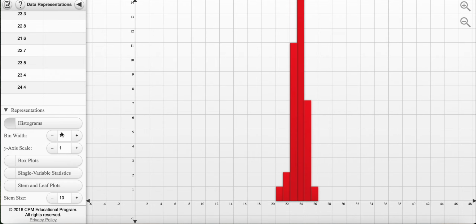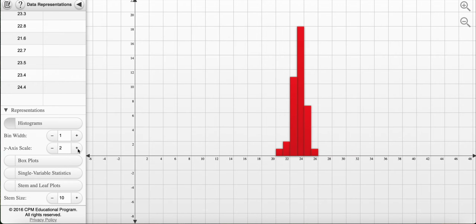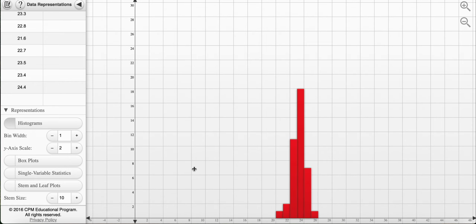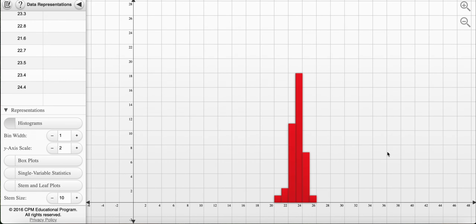But what they're showing you is that you can use this to reorganize things to make it a little bit easier. So maybe I want to make a bin width of 2 or 3. So I can change how the numbers are grouped together. Or I can change my scales to make it a little bit easier to see what's going on, because this bin here is pretty tall. And I can start to see how the data is grouped together.